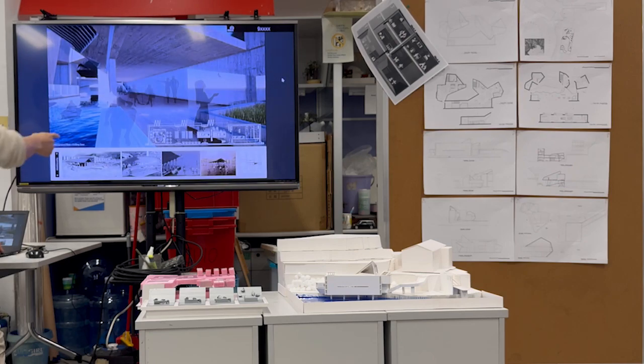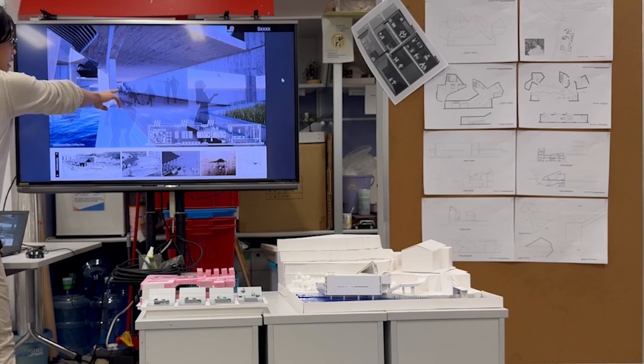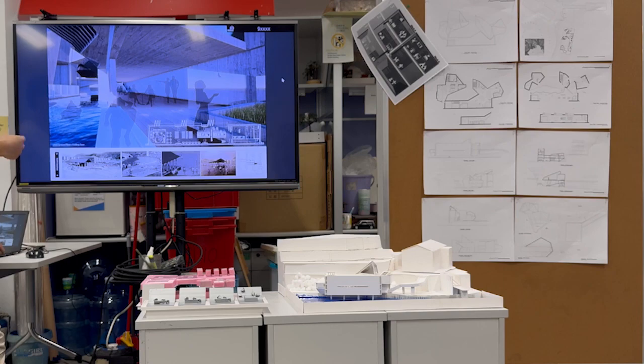This is the cafeteria, and inside it the domestic helpers can cook their special food and sell it to other people, outsiders.